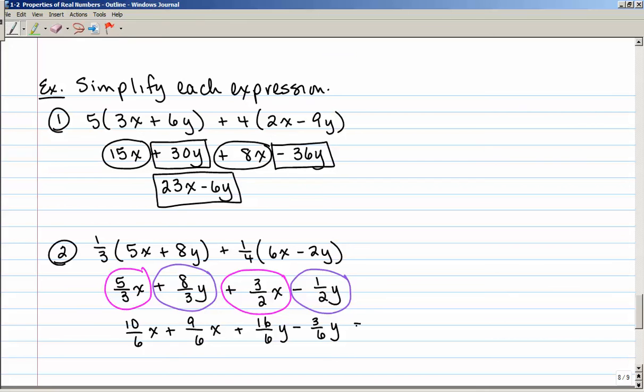And now just combining the like terms, 10 over 6 plus 9 over 6 is 19 over 6 x, and that cannot be reduced. 16 minus 3 is a positive 13 over 6 y. And there's my final answer for that one.